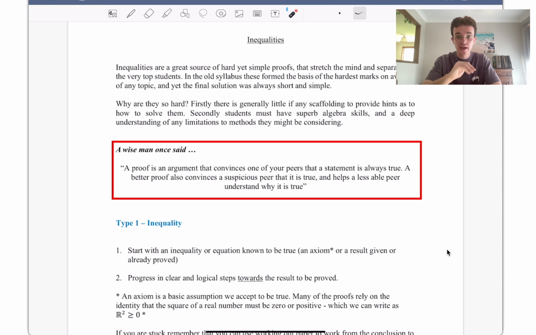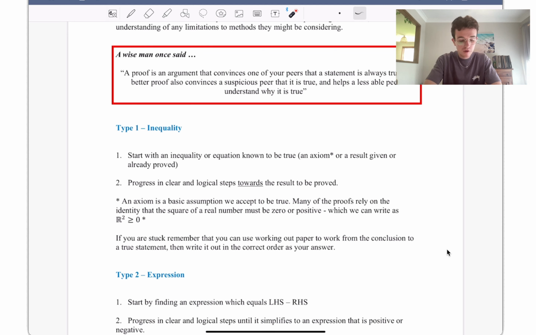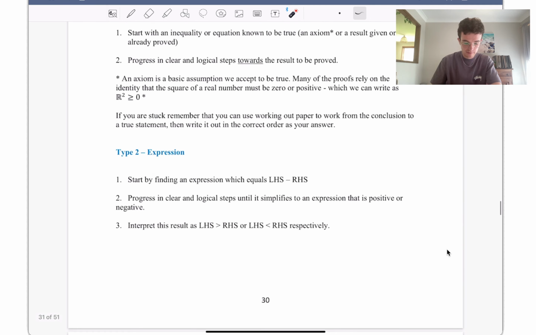Okay, so let's have a look at how we prove these types of questions. So we're first of all going to start with an inequality or an equation that is known to be true. Now, this is what we call an axiom. An axiom in mathematics is a basic assumption that we accept to be true. One of the best assumptions that we're always going to use in inequality proofs is the axiom that r squared, anything squared, is greater than or equal to 0. Now, if you're stuck with any of these questions, often it's good to work from the conclusion back to the original question and then write it out in the correct order on your statement.